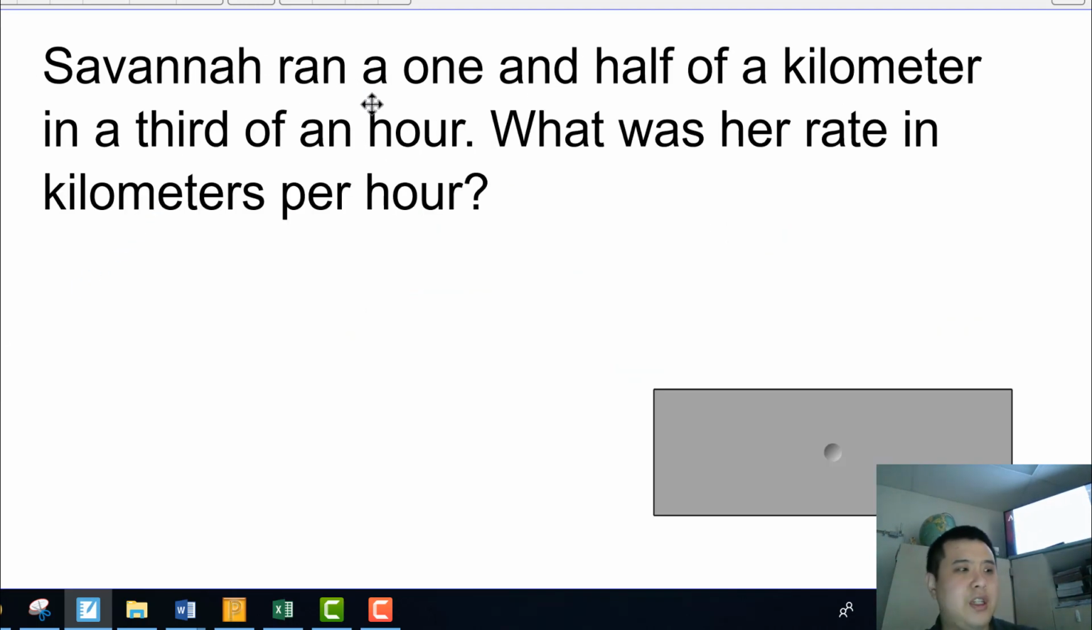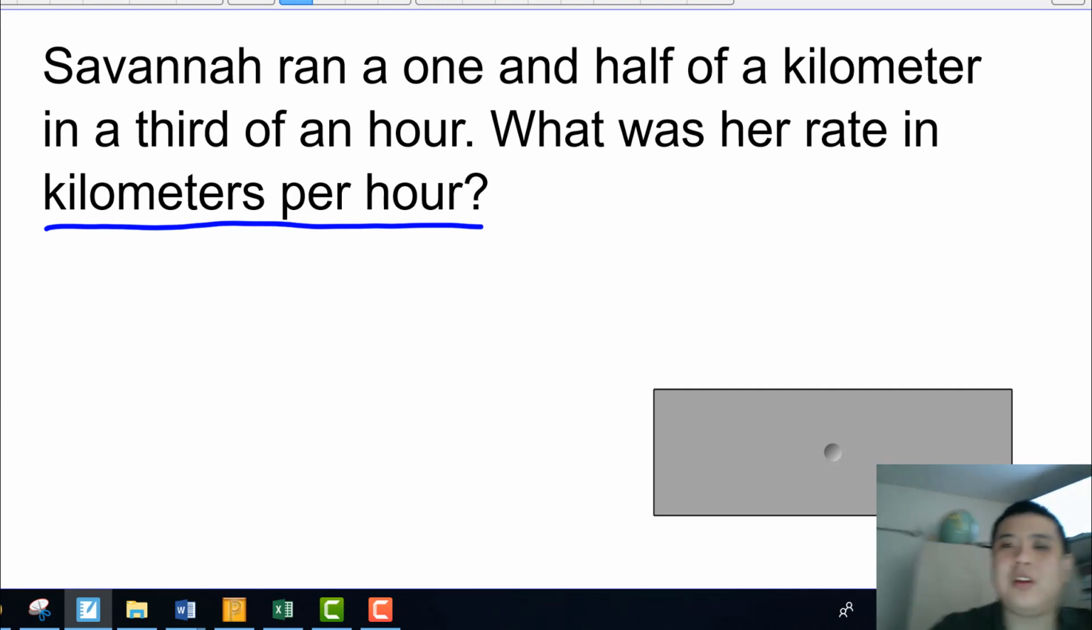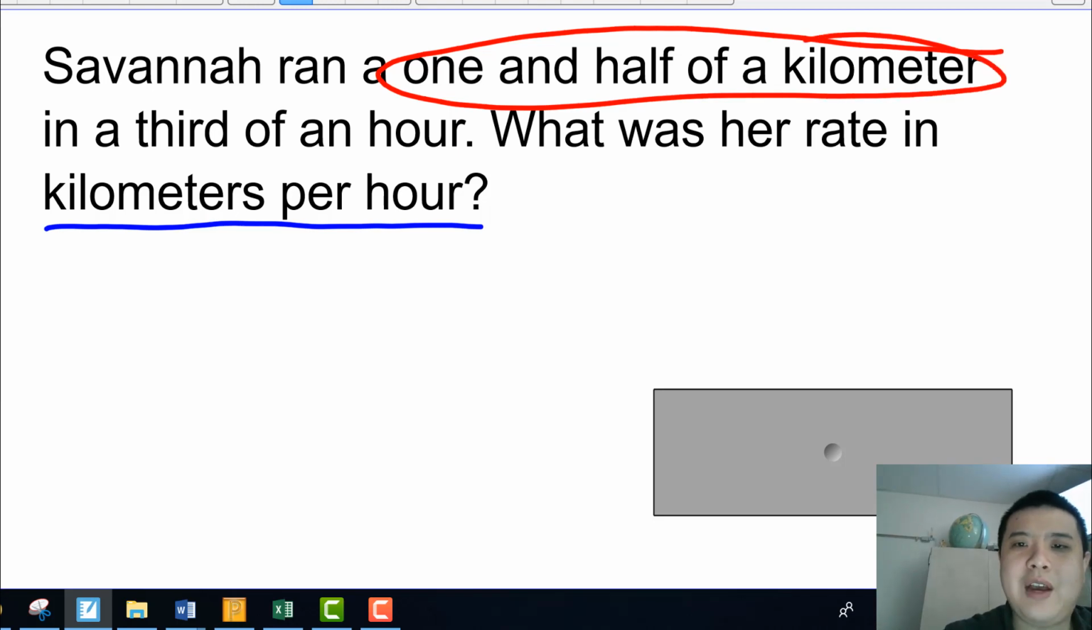Here, this is not a price, but this still talks about rate. Savannah ran 1.5 of a kilometer in 1/3 of an hour. What was her rate in kilometers per hour? So she ran 1.5 kilometers in 1/3 of an hour. So we're looking for kilometers per hour. Again, remember that per means divide. So we're going to take the amount of kilometers that she ran, which was 1.5 right here, and divide it by the hours, because it says per hour, which was 1/3 of an hour.